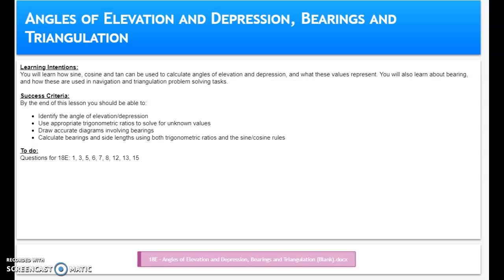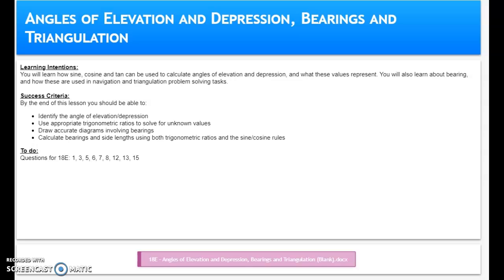So today we're working on using sine, cosine, and tan to calculate angles of elevation and depression and what these mean, and also learning about bearings, true bearings, and how they're used in navigation and triangulation problem-solving tasks. This is probably pretty much the hardest concept in chapter 18, and it's really important to get it right so that you can successfully apply the easier stuff to this.